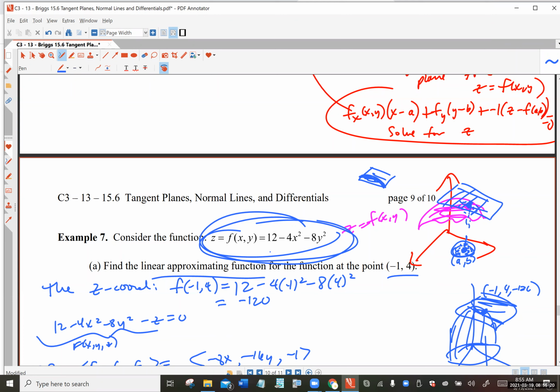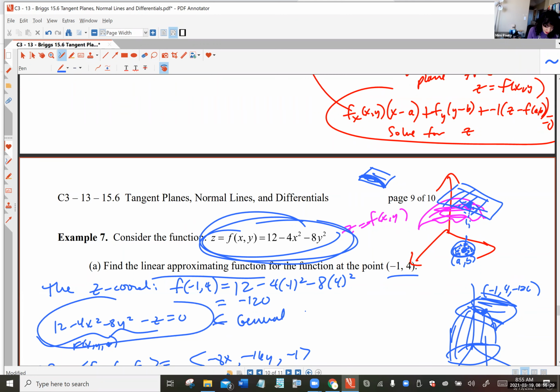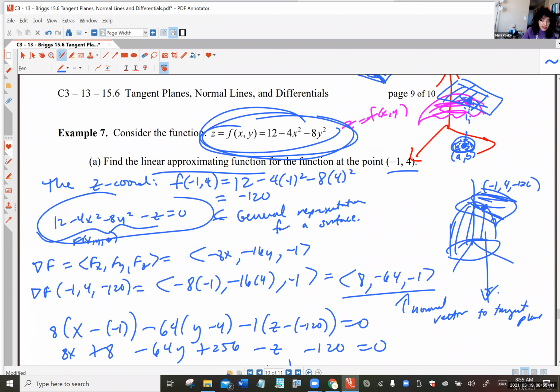Yeah. That's a different deal. That is because you want to get the general representation for a surface. But now what we're doing is a very different thing. We're trying to find the linear approximating function. And I get that you're saying, well, how come you wanted me to get everything on one side and 0 on the other for that, but not for this? Just because the book likes you to have it written as an explicit function of X and Y.